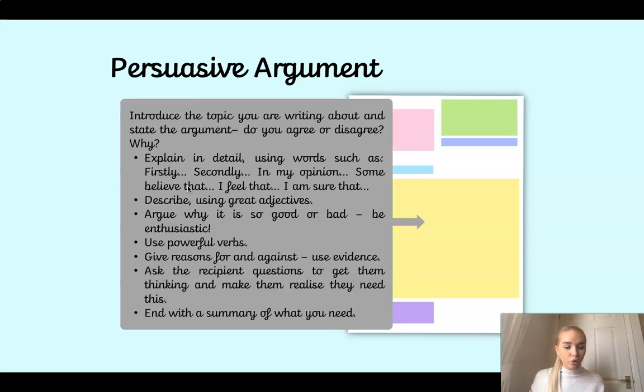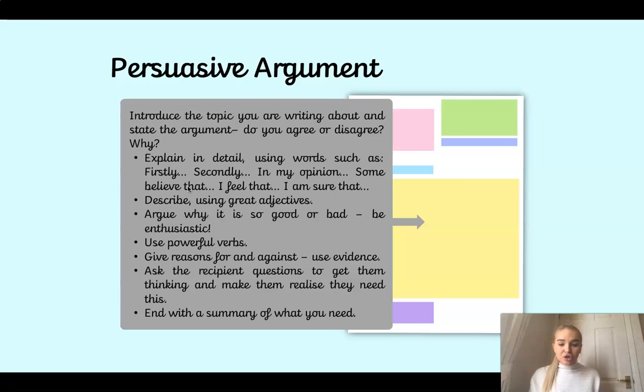So you might, in your opinion, say deforestation is a bad thing. You must use powerful verbs to show this. But don't worry, because we're going to do lots and lots of work on this over the next week. You also need to give reasons for and against. So you might appreciate that, yes, deforestation is a bad thing. But you might actually write one sentence saying, actually, I do understand why you would want to cut the trees down, but you shouldn't because.